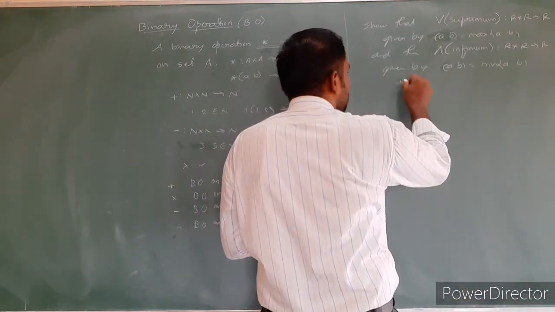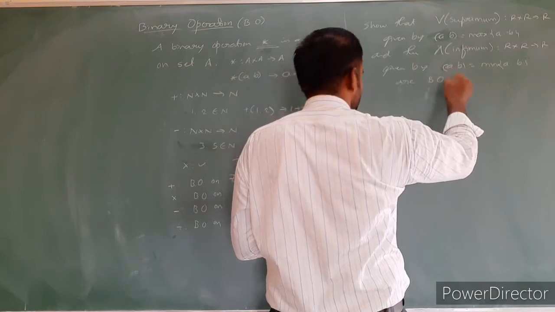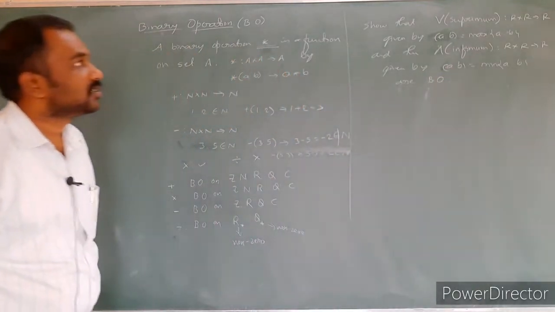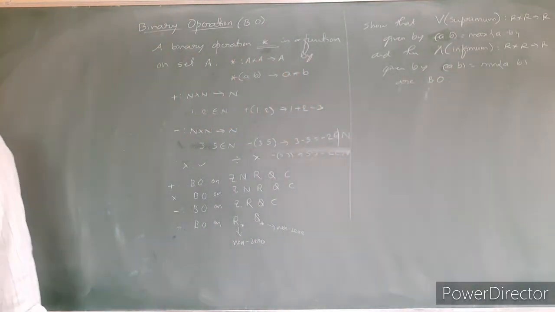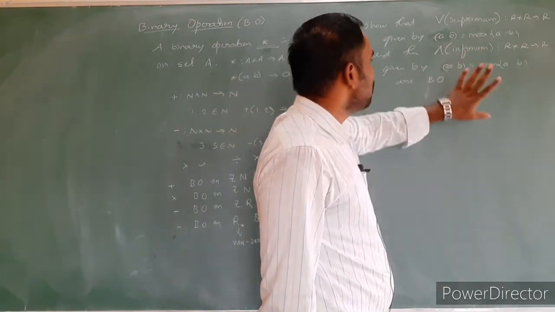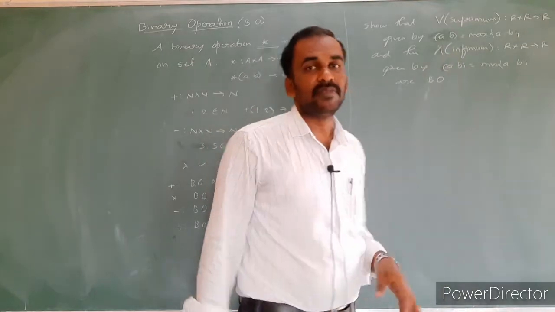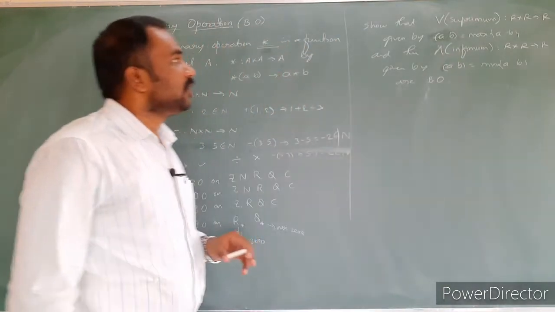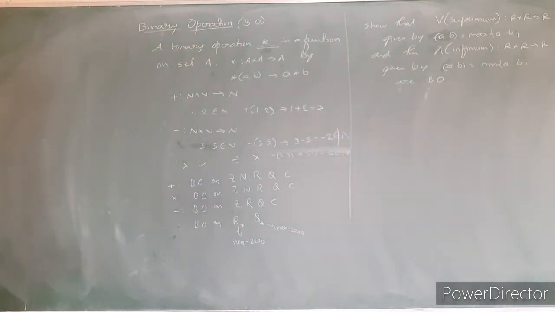Are these given operations binary operations or not? We need to show that the supremum and the infimum are binary operations on the set of real numbers. We are required to show it. Okay, so proceed.